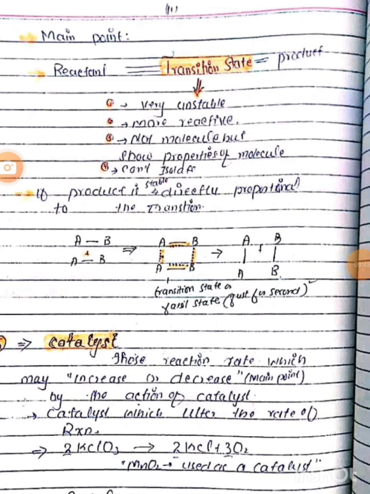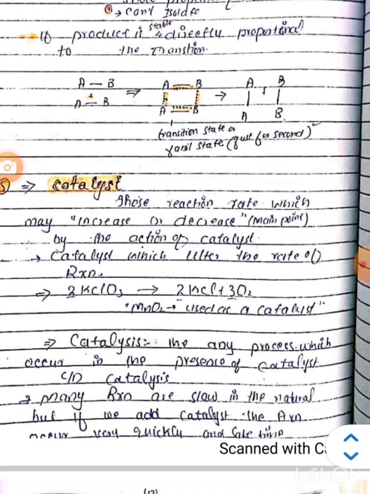Another factor which affects the rate of a reaction is the catalyst. The reaction rate may increase or decrease by the action of a catalyst. A substance which increases or decreases the rate of a chemical reaction is called a catalyst. Catalyst वो रिएजेंट होता है जो केमिकल रिएक्शन को स्पीडी करने के लिए भी इस्तेमाल किया जा सकता है और उसके रेट को कम करने के लिए भी इस्तेमाल हो सकता है. And a process which is facilitated in the presence of a catalyst is called catalysis.